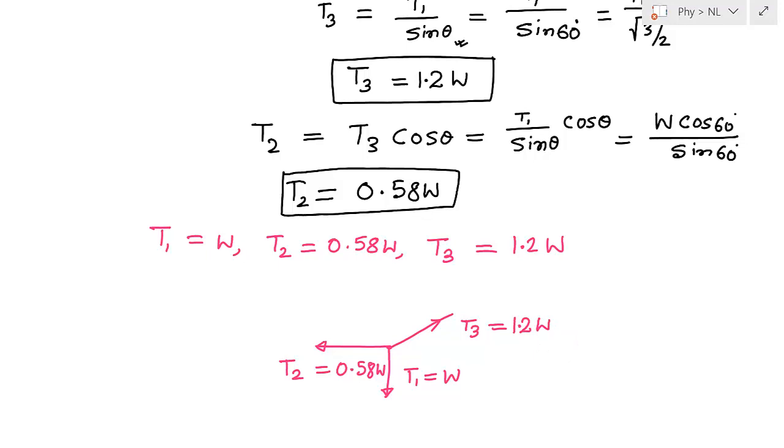A few important points in this case: the maximum value of tension occurs in chain 3, that is 1.2 W. So if there is a chance of any chain breaking, then chain number 3 will break first because it has the maximum tension. Also the tension T3 is greater than W, a little bit greater. This is because T3 is balancing both T1 and T2, and that's why it is greater than W, because it also has to take care of T2.